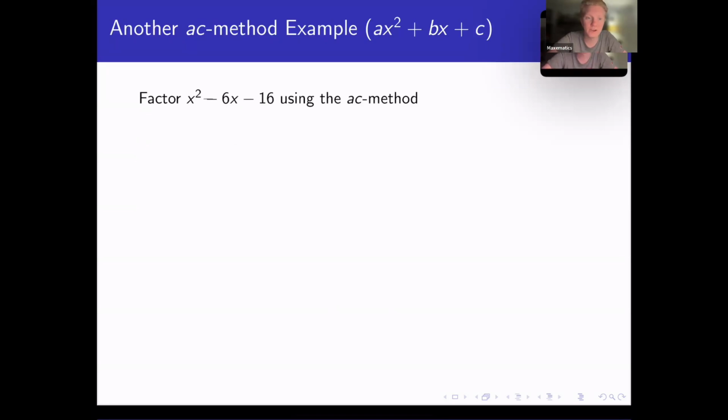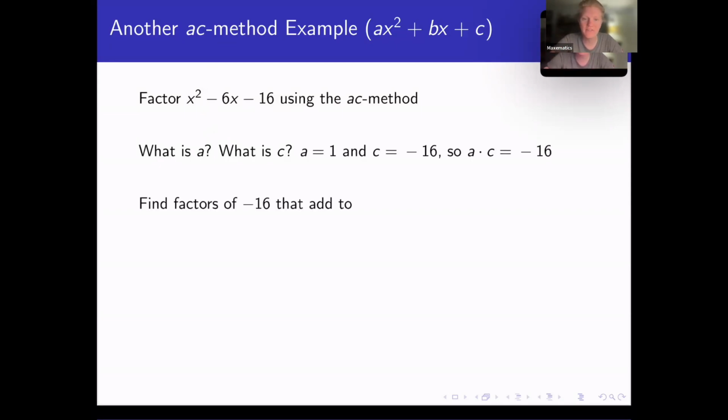Let's factor x squared minus 6x minus 16 using the AC method. All right, what is A? What is C? Well, A is the term attached to x squared. In this case, it'll be 1. And C is the constant term, negative 16, right? Be very careful. This is supposed to be negative 16, not just 16. Okay, so then A times C, 1 times negative 16 is negative 16.